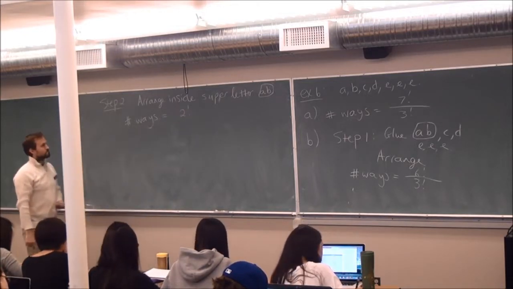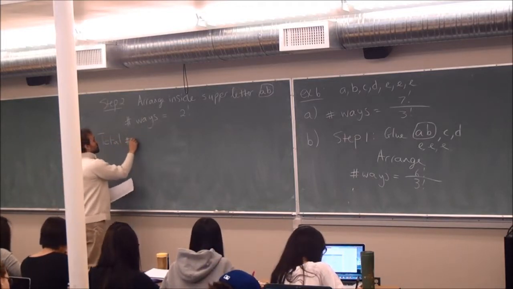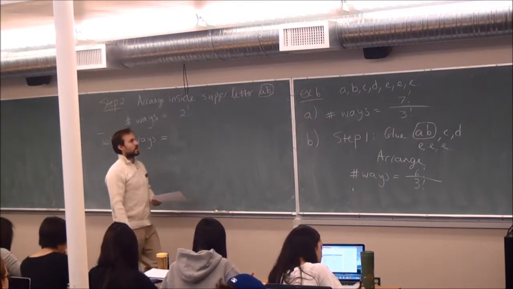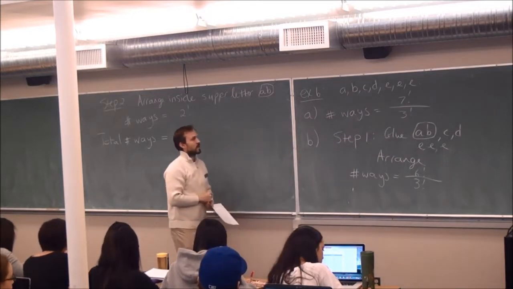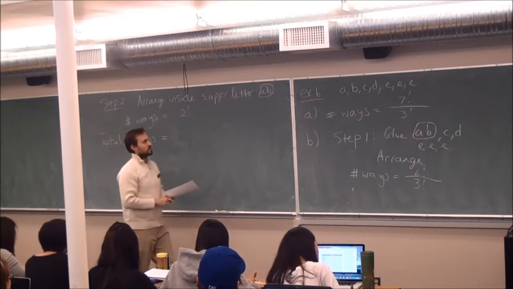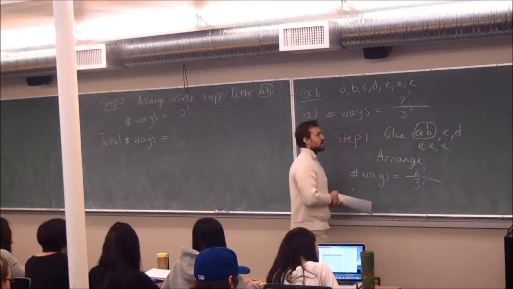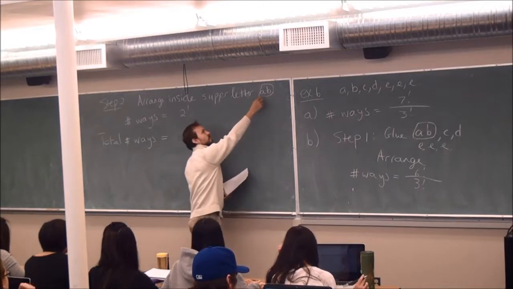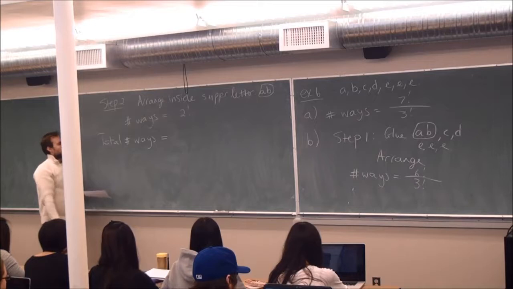2 factorial. So the total number of ways to complete this experiment, which is to arrange these letters under the restriction that the A and the B are together, I broke up into 2 steps. Step 1, where I move them as one, A and B together, followed by step 2, where I arrange everything inside this glued letter, and that completes my experiment.